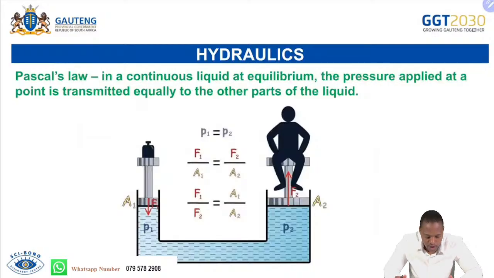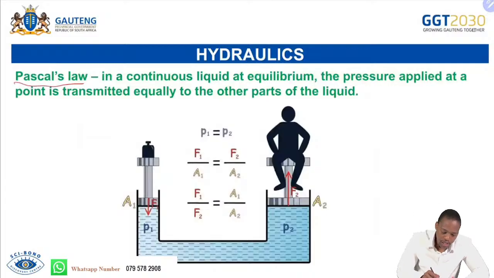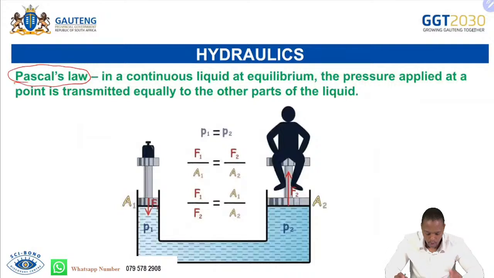What does Pascal's law state? Pascal's law says in a continuous liquid, the pressure applied at a point is transmitted equally to the other parts of the liquid. Very important, grade 12, to know this law. You must know this law, you must sing this law. But what does this law say? The law says to us, if I have pressure 1 here, that is caused by this force, the thrust, okay? There is the thrust here causing pressure.